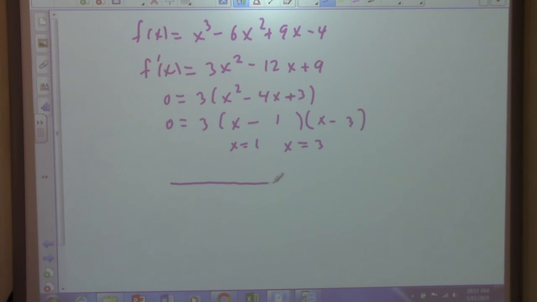And so now you go ahead and put these here. 1, 3, f prime, f. For less than 1, you'll have a negative times a negative. For between 1 and 3, you'll have a negative times a positive. Greater than 3, you'll have positive, positive. So that means that your only candidate is going to be 3. X equals 3.